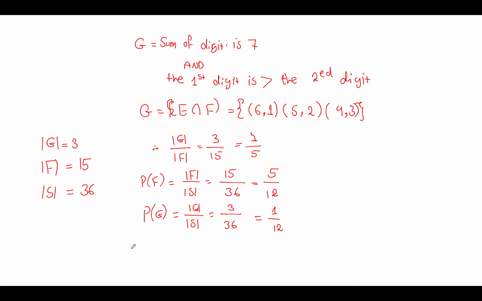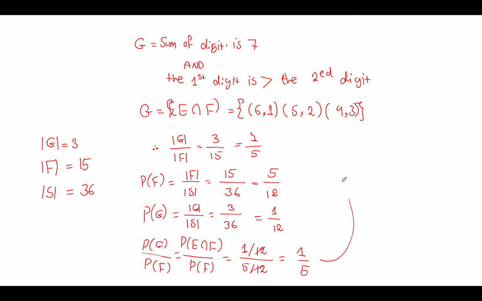Okay, now from here, if we get the probability of G over the probability of F, it will be the same as the probability of E intersect F over the probability of F, which is equal to 1 over 12 divided by 5 over 12, which is equal to 1 over 5. And if you notice, this one is equal to the one we got earlier.